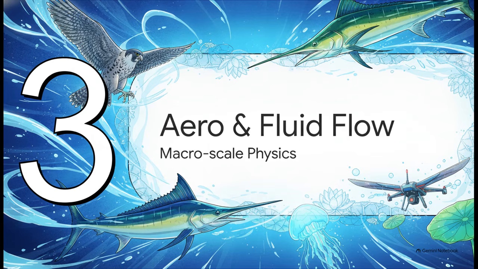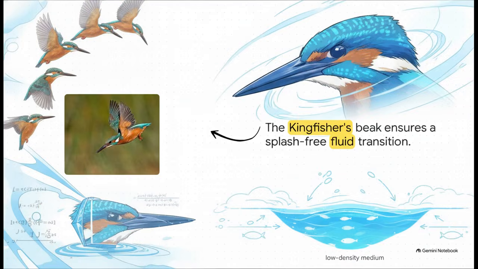Moving right along to Section 3, Aerodynamics and Fluid Flow. Let's examine the geometric profile of the kingfisher. This bird has to dive from a low-density medium, air, into a high-density medium, water, to catch a fish, and it has to do it without creating a splash that would scare off its dinner. The mathematical shape of its beak, which is basically a wedge that gradually increases in cross-section, is perfectly engineered to displace fluid smoothly. It entirely eliminates the sudden pressure wave that typically causes a splash.